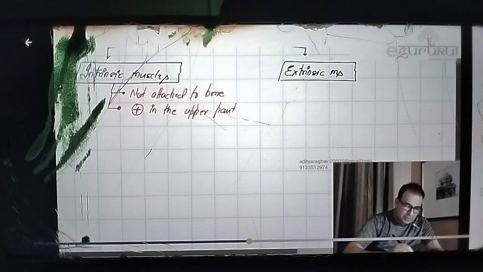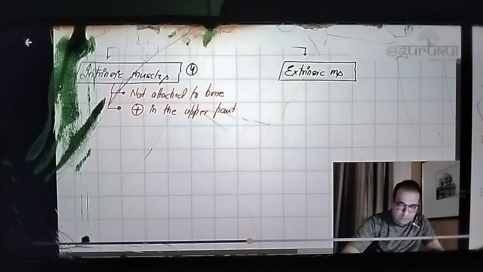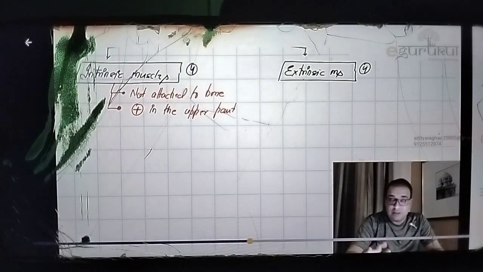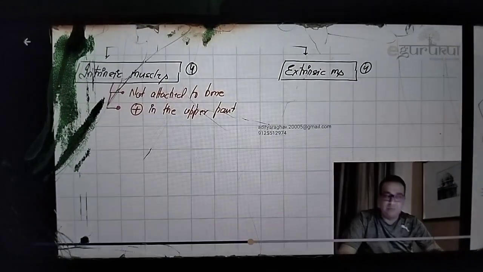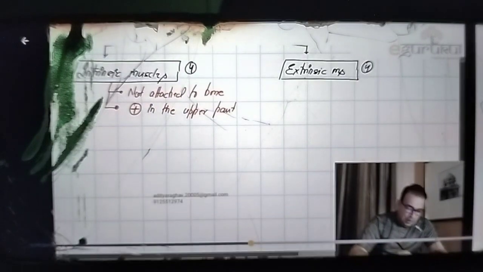So let me name them for you first. We said we have 4 intrinsic muscles and we have 4 extrinsic muscles, and again they are bilaterally present. 4, 4, 4, 4. So obviously, in total we have 16 muscles, but we have to look at one side here. So we have 4 intrinsic muscles. Now, what are the 4 intrinsic muscles?